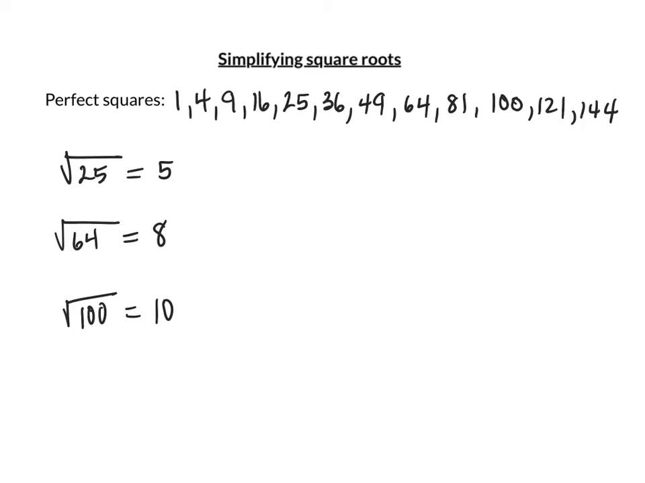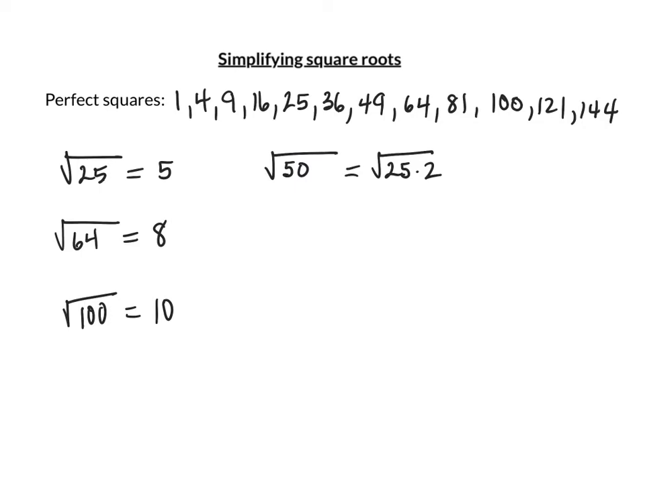If our number isn't a perfect square, we try to break it down using perfect squares. The way we do that is we find the largest perfect square that divides evenly into our number. So if I ask you to simplify the square root of 50, the largest perfect square that divides evenly into 50 is 25. 50 is 25 times 2.